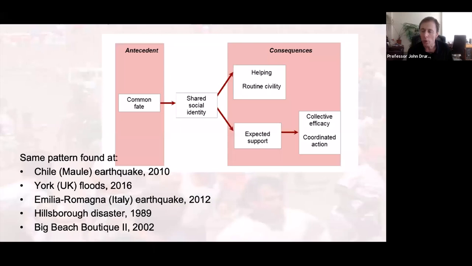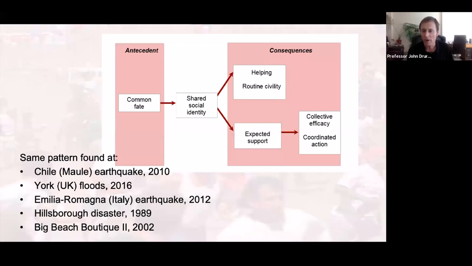First of all, there is a common fate. So people experience all being in the same boat. We're all in the same boat. That implies a we, where there is shared social identity. I see you as part of my group. I feel an affinity with you. We're in the same group. We share identity. That motivates me to care about what happens to you.